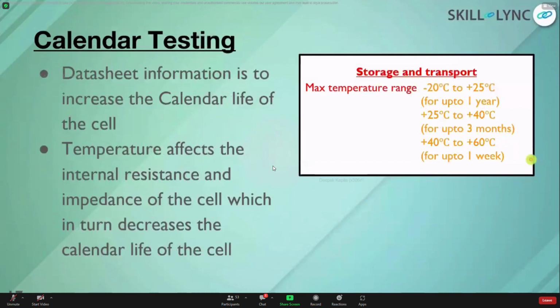So here in the calendar testing, the data sheet information is to increase the calendar life of the cell. The data sheet would have already given what temperature you have to maintain for the cell. The temperature affects the internal resistance and the impedance of the cell, which in turn decreases the calendar life of the cell. So that is very important to note down. Temperature plays an important role in maintaining the calendar life of the cells.